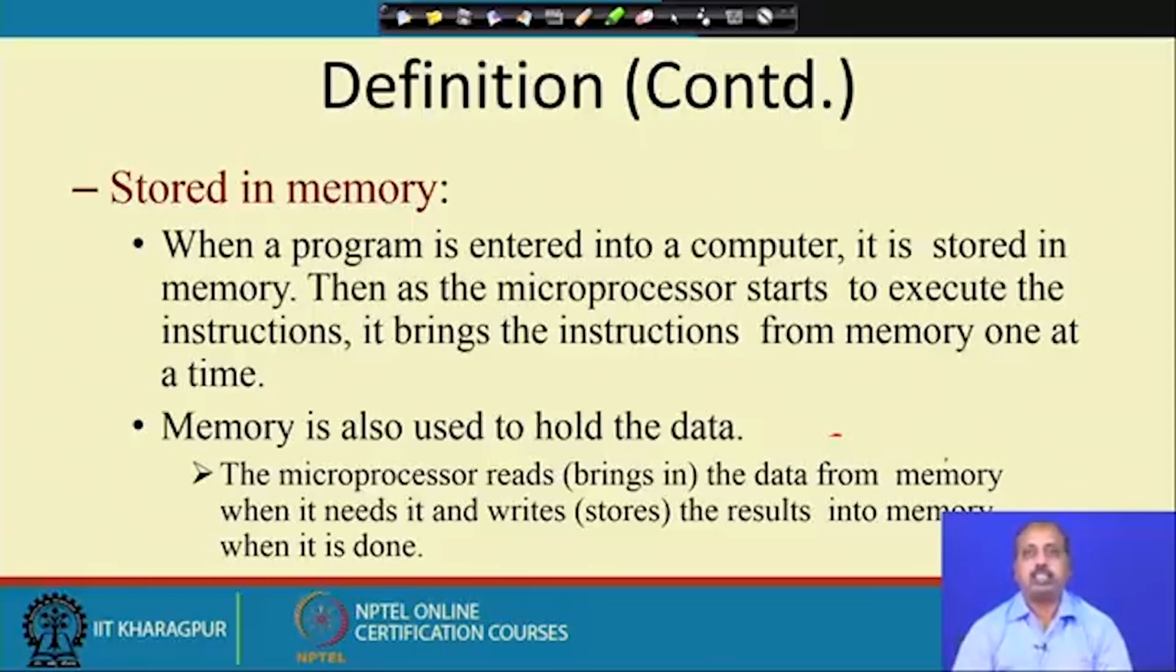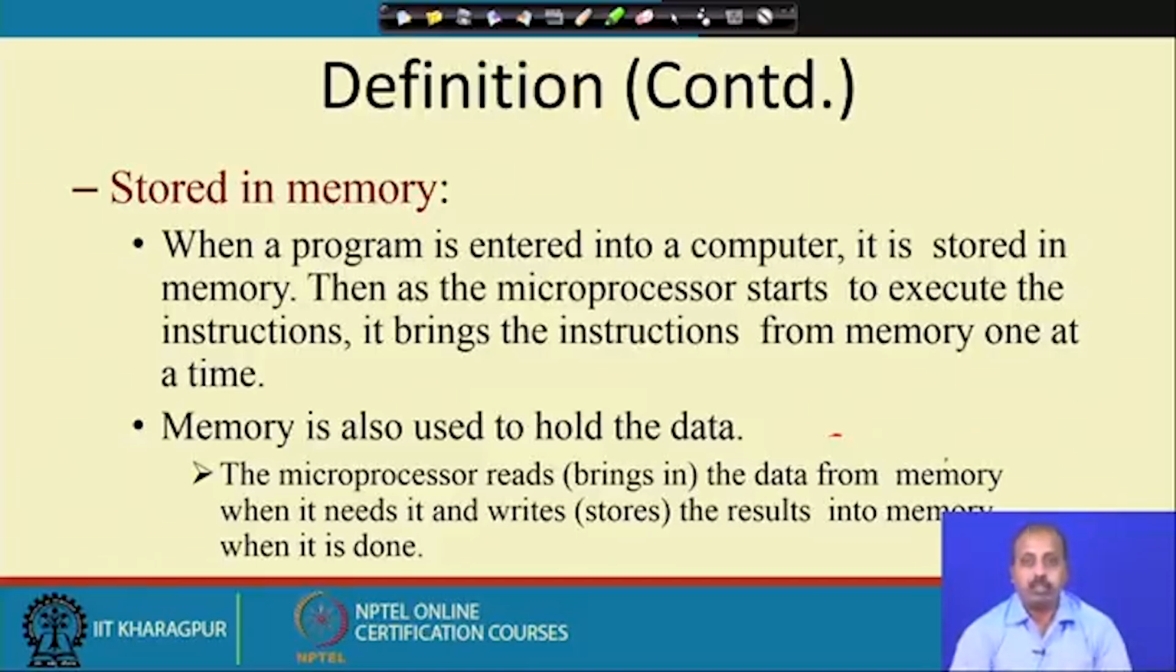So, what is done is that the program is stored in the memory, and as I said, any microprocessor, when it starts executing, gets the instruction from the memory. It brings the instruction from memory one at a time. First it brings the first instruction and executes it, then it brings the next instruction and executes it, and that way it goes on. Apart from this program, memory also holds the data.